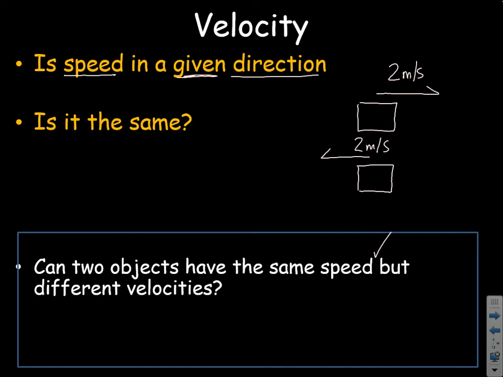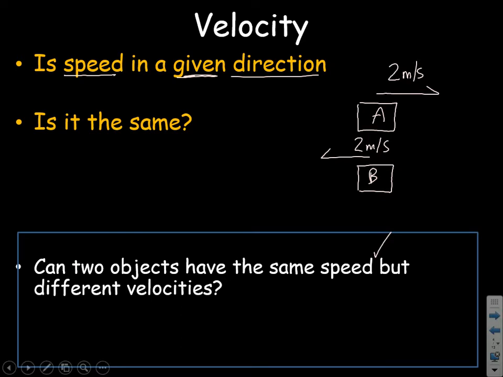So these 2 objects, object A and object B, although they have the same speed of 2 meters per second, they have different velocities. The top one, box A, has a velocity of 2 meters per second to the right, whereas box B has a velocity of 2 meters per second to the left.